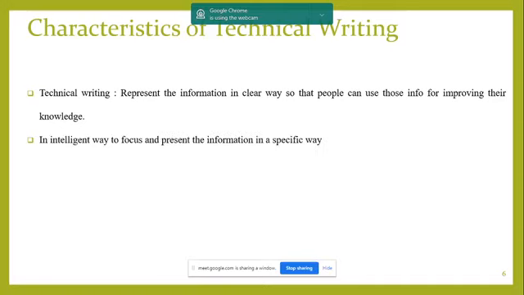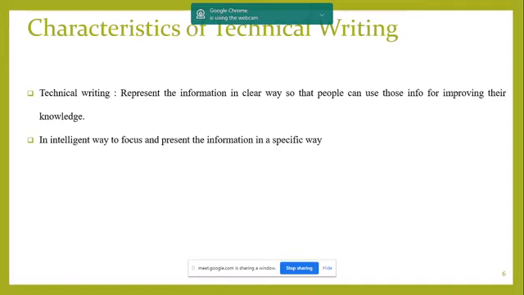There should be another specific way to represent that information. It should be an intelligent way of focus. You make the reader focus on your point and your writing, so that whatever you want to say, whatever argument you are representing, will be accepted by the reader with your evidence. That's what we are saying.